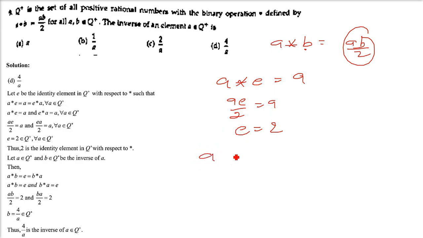Now, we have to find out the inverse of A. So, A operated with a certain value, which is the inverse, let us call it B, should give you the identity element, which is 2. So, AB by 2 is 2. Basically, B is the inverse of A. What will be B? It will be 4 by A. The answer is D.